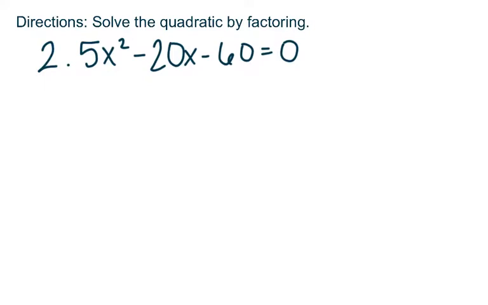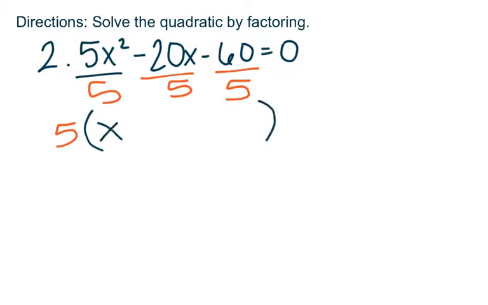Alright. This one's the same thing. We're going to look for a GCF. This one's divisible by 5. This one's divisible by 5. This one's divisible by 5. So 5 is going to be our GCF, and then we're going to take out the GCF, which really means divide.